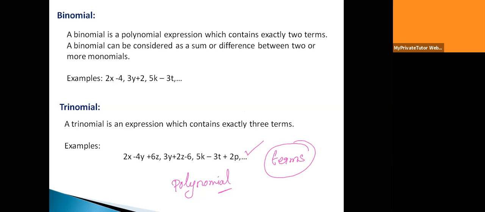If we have 4 terms, then we can simply call it a polynomial. If you want to call it a 4-term polynomial, we can do that. But generally, if we have more than 4 terms, then we call it a polynomial. So now let's go to the other types of polynomials. What are the other types of polynomials, guys?